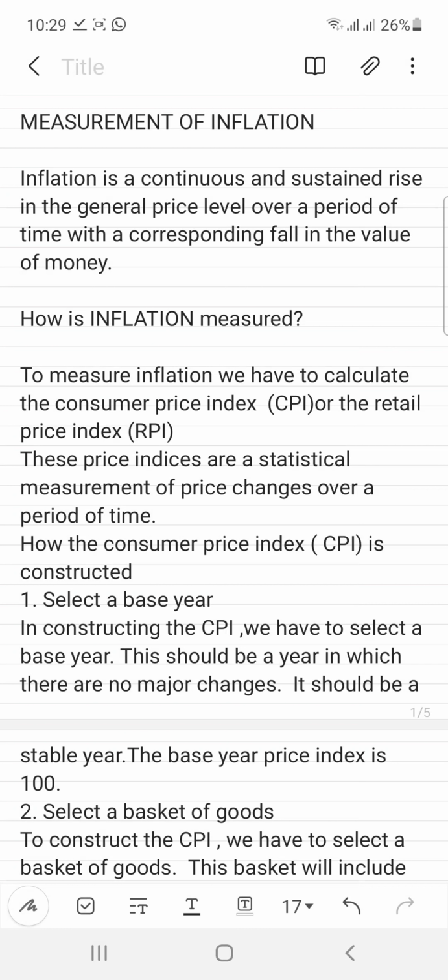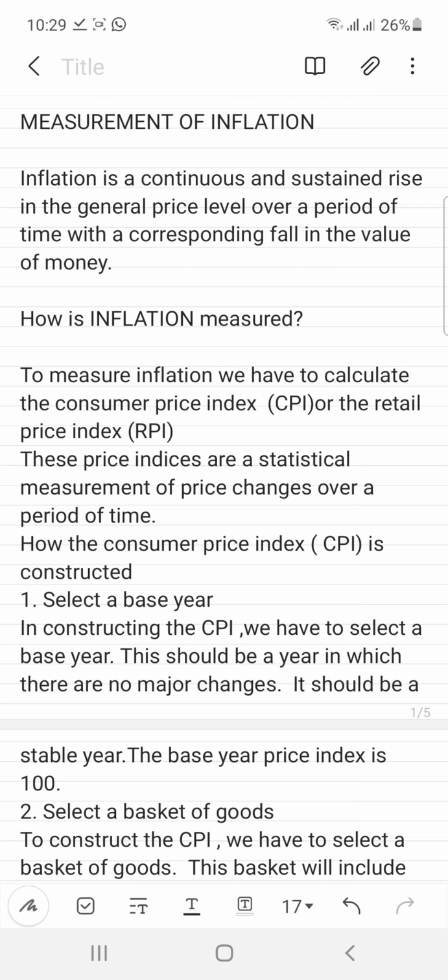If the price of one or two commodities are rising, then we are not talking about inflation. Inflation is when prices of most of the goods and services we consume on a daily or monthly basis are rising, then it is inflation.